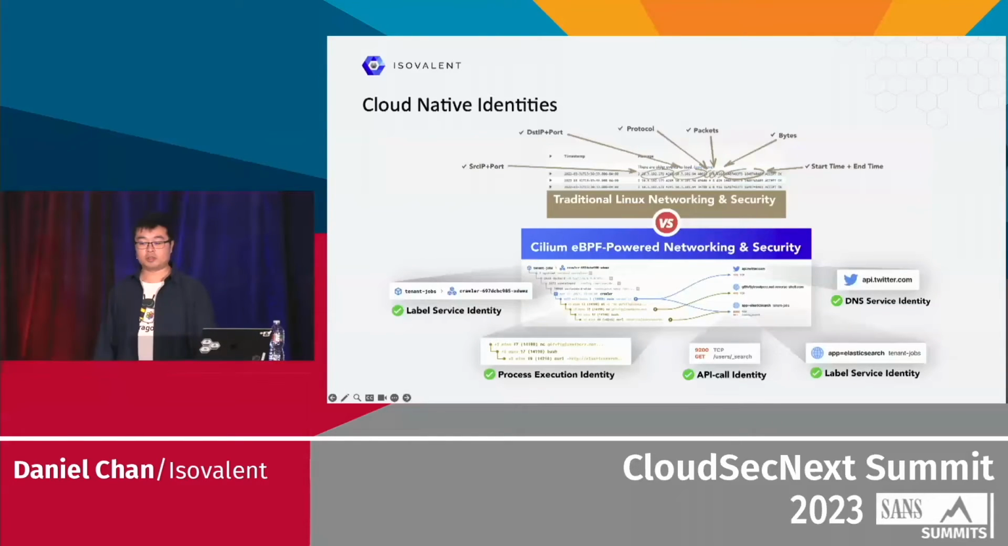eBPF programs can also understand our cloud native identities. So traditionally, networking is done in Kubernetes by iptables, but IPs are quite transient and not really useful for us when it comes to Kubernetes and observability. So with eBPF, we can have programs that are actually aware of the metadata that we actually care about. So things like labels, and we can use this data for observability and network traffic enforcement. And you don't need to make this translation in user space anymore.